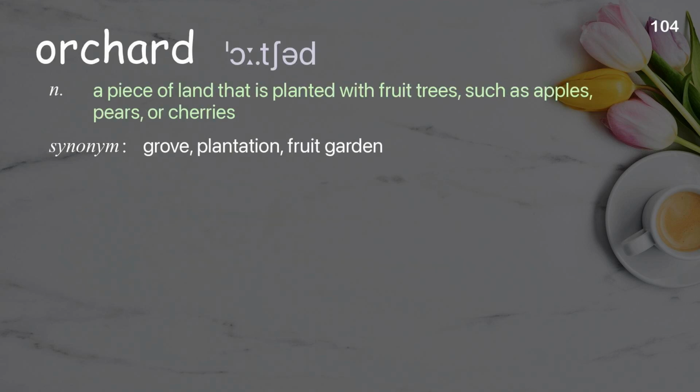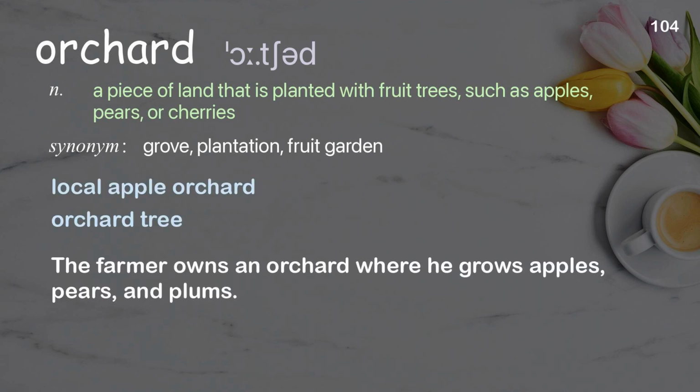Orchard. A piece of land that is planted with fruit trees, such as apples, pears, or cherries. Examples. Local apple orchard. Orchard tree. The farmer owns an orchard where he grows apples, pears, and plums.